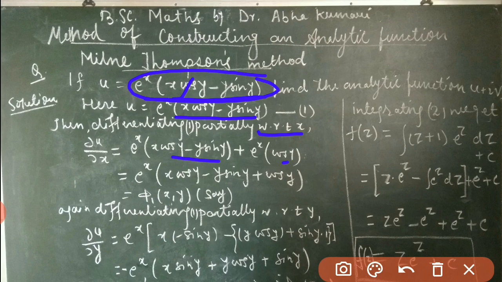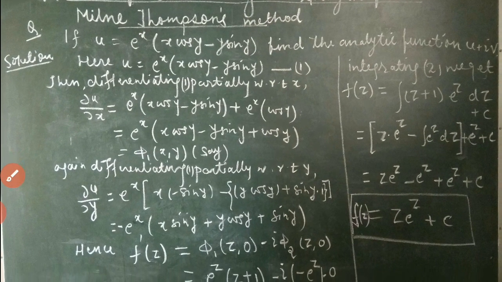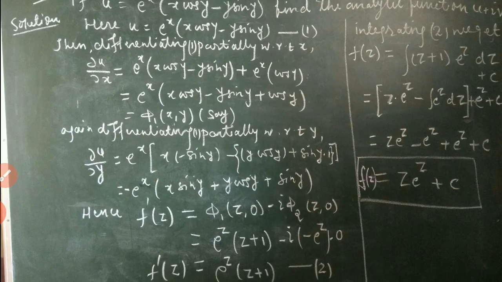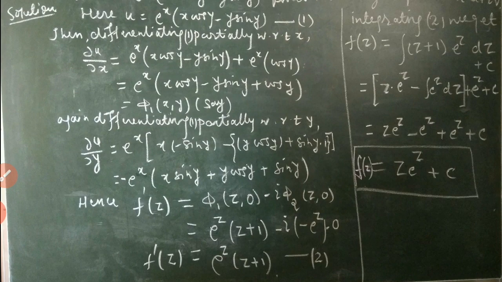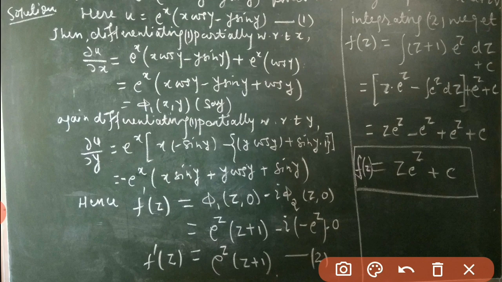Again differentiating 1 partially with respect to y, we have del u by del y equal to e to the power x bracket, minus sin y. While differentiating cos y, we have minus sin y. Then again we have minus. Since e to the power x is a function of x, we are not going to differentiate that one. So we only have to differentiate the term within the bracket.